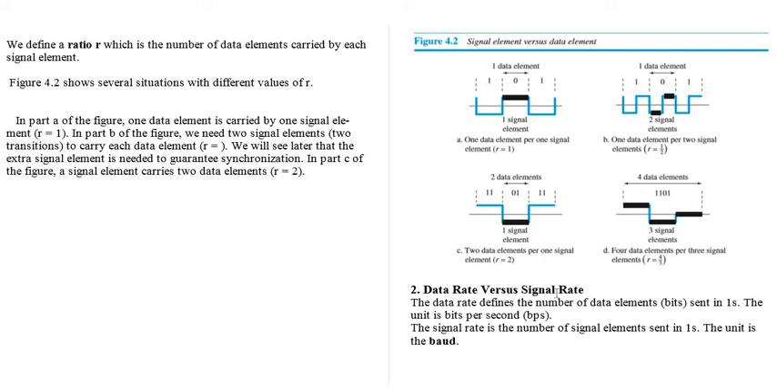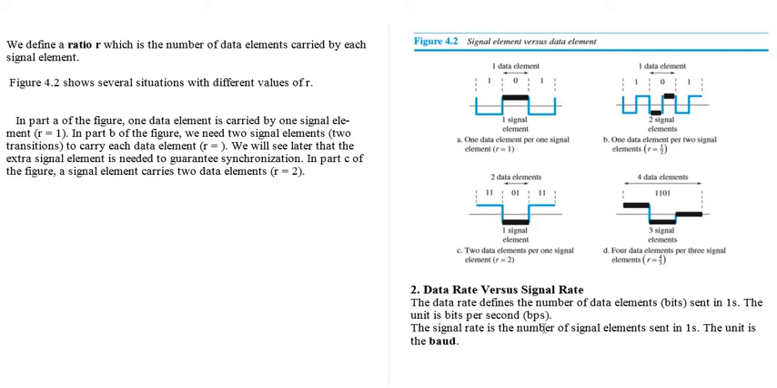Whereas what is signal rate? The number of signal elements that you can send per second. In 1 second, how many signal elements you can send, that is called the signal rate. The data rate defines the number of data elements, which are bits here, sent in 1 second. The unit is bits per second. For data rate, the unit is bits per second. We represent it as BPS.